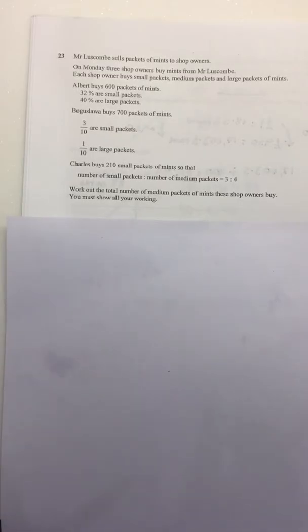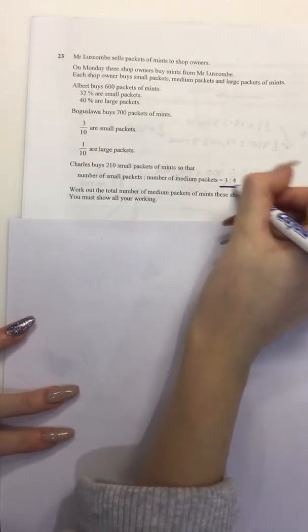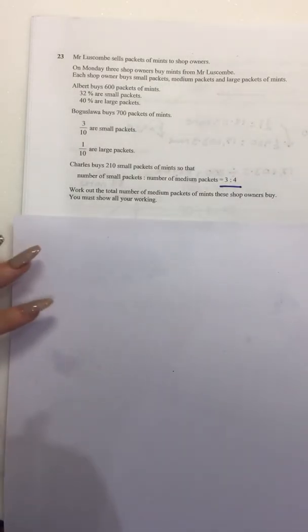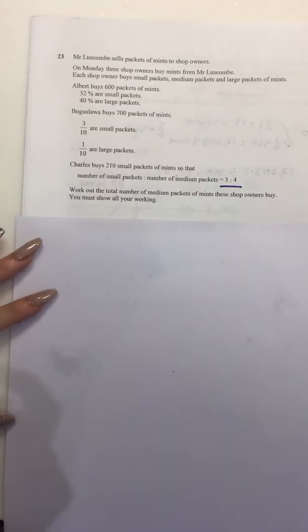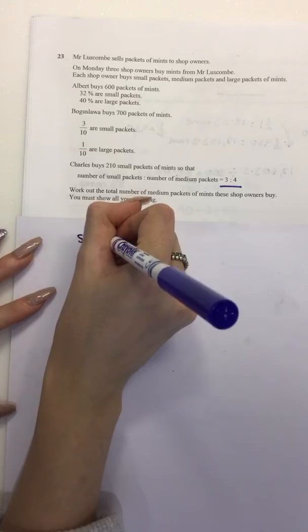So I've just realised I'm going to run out of space, so I've got myself another piece of paper. So the final thing left to do is work out how many Charles buys. Again, it's a ratio. We're always going to use a table for ratio. So we've got small and medium.